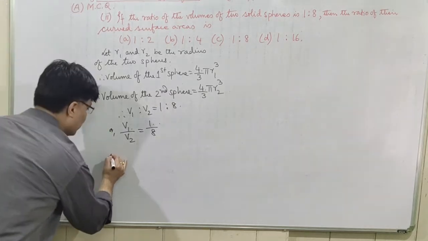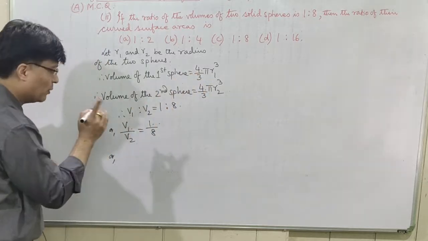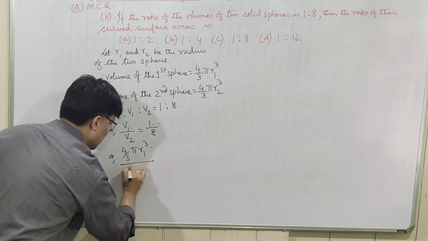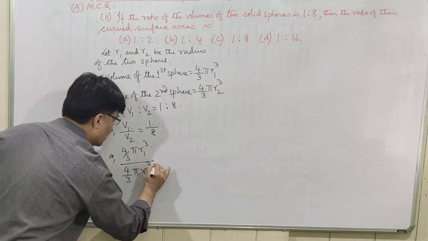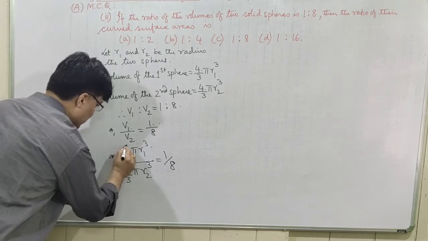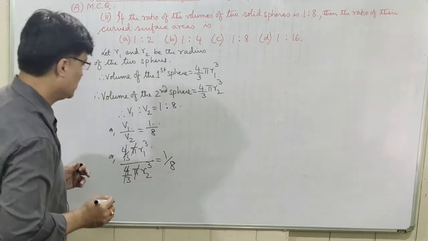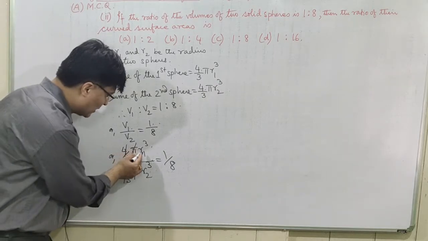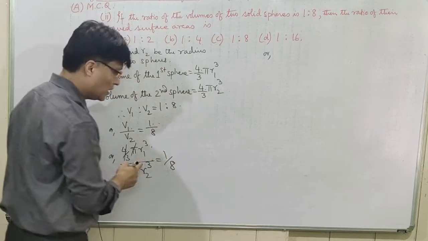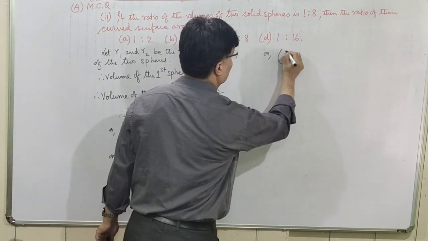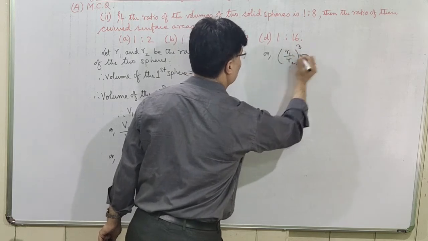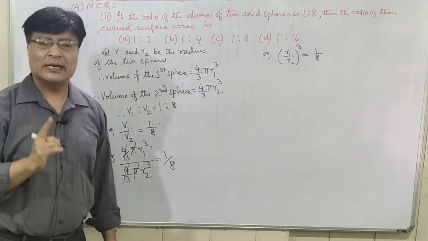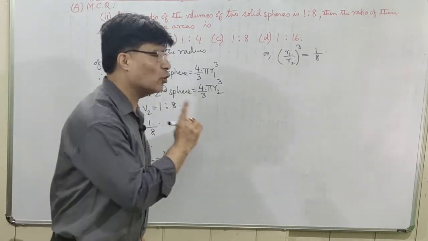Is that clear? Next, what is V1 here? V1 means volume of the first sphere. It is 4/3 pi R1 cube divided by 4/3 pi R2 cube, which is equal to 1/8. So here you can cancel 4/3 and pi gets cancelled. So now what is R1 cube divided by R2 cube? You can write it within whole cube because both are cube here. R1 cube divided by R2 cube can be written as R1 upon R2 whole cube, which is equal to 1/8. Now you have to find out R1 by R2 only, that is R1 by R2 whole cube is equal to 1/8.